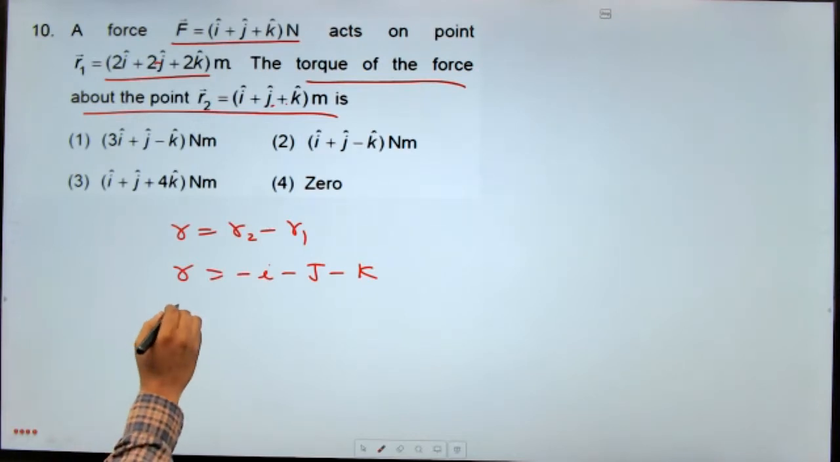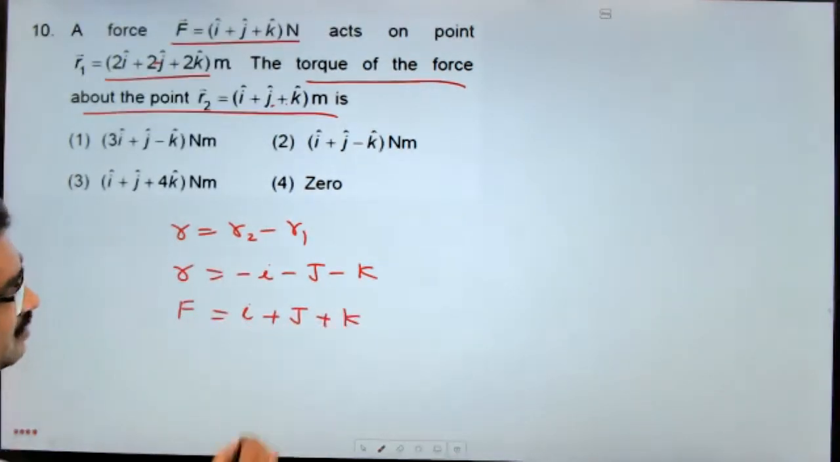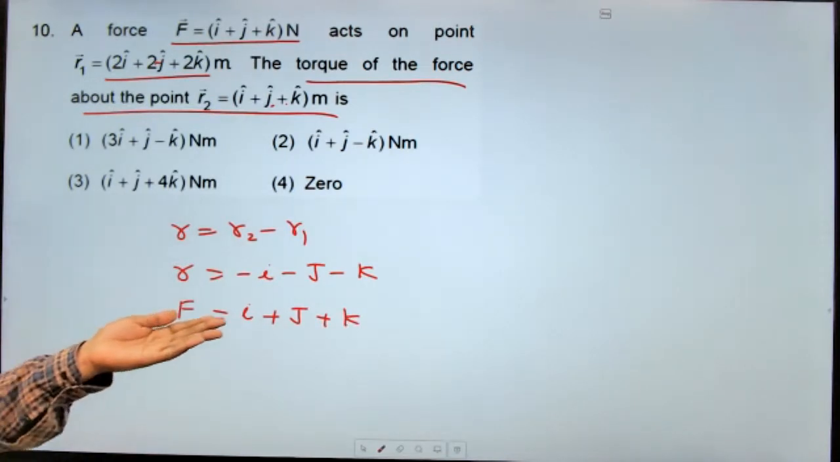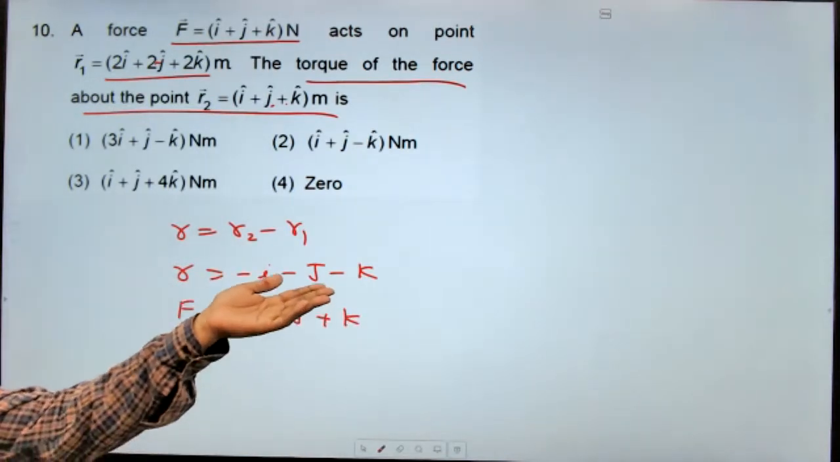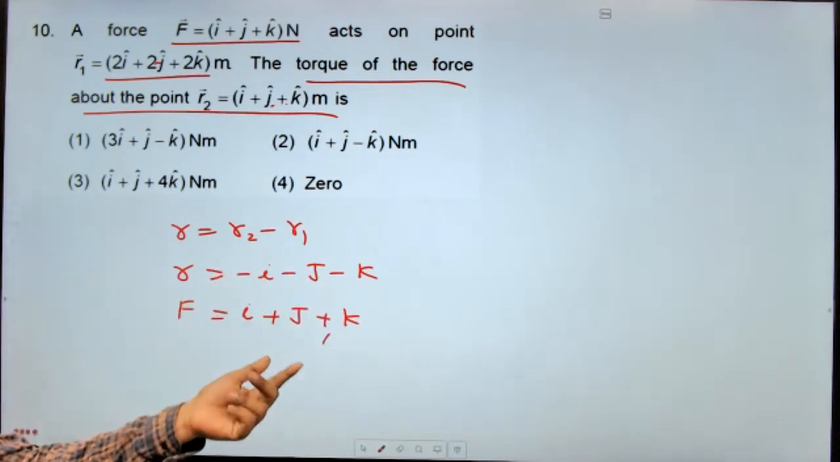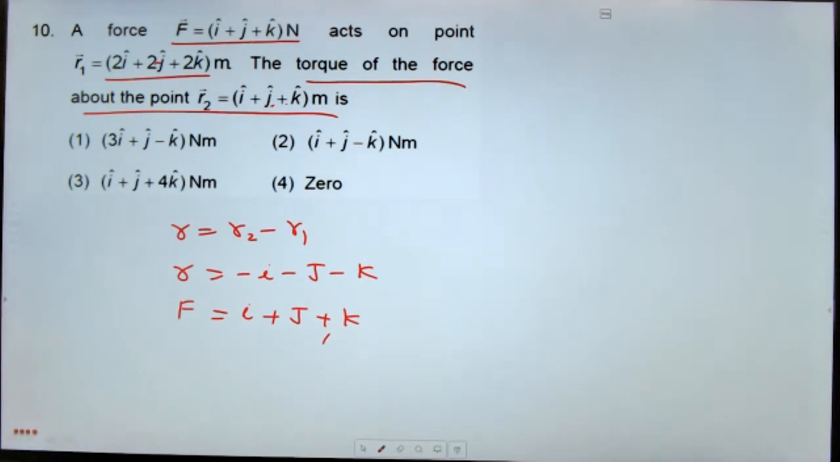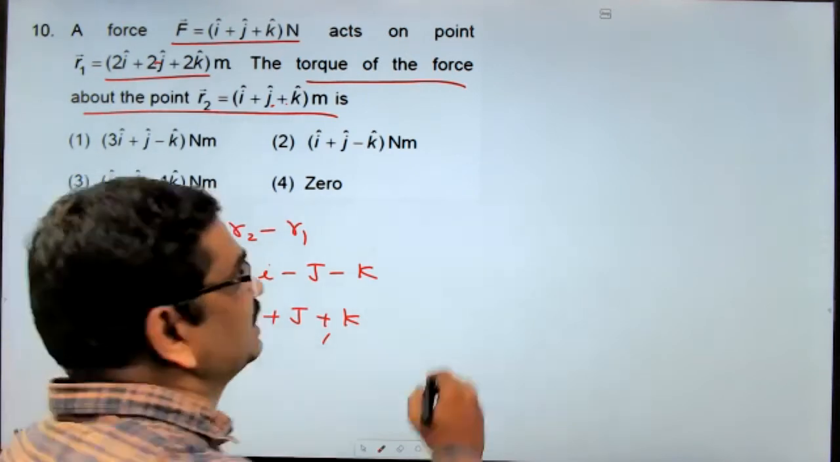Now the force is given as i plus j plus k. Both are similar vectors, no? So that means the direction is different, exactly opposite. The minus sign is the difference, exactly opposite to each other. So if vectors are exactly opposite to each other or in the same direction, then the torque will be 0. Or just calculate the torque.